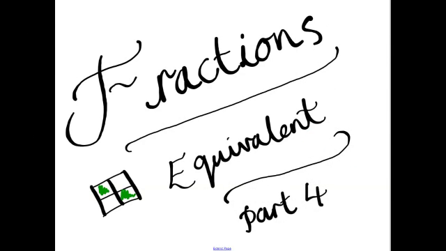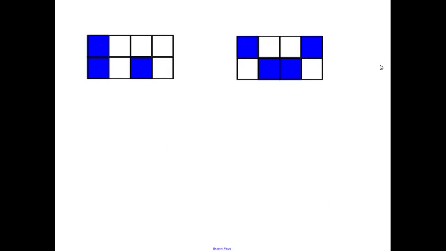Hey, welcome to another fractions equivalence video. In this one we're going to have a look at adding and subtracting fractions. Now, although you may say that that's not really equivalence, working out equivalent fractions for adding and subtracting is an important part of the process. So let's have a look at some fractions here.